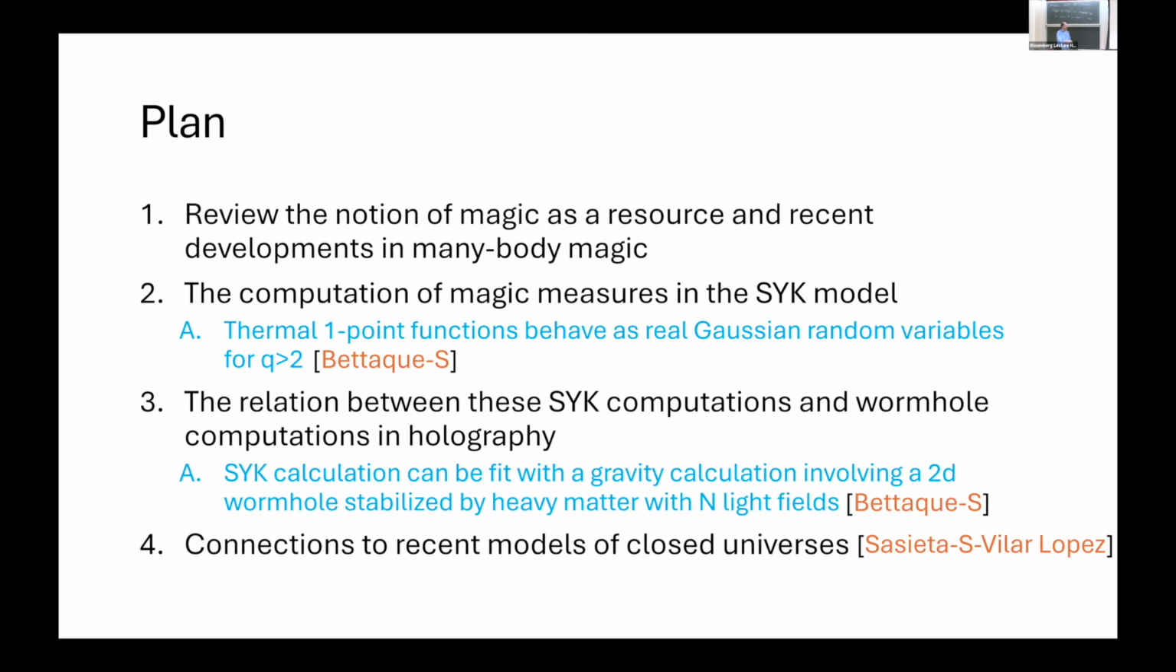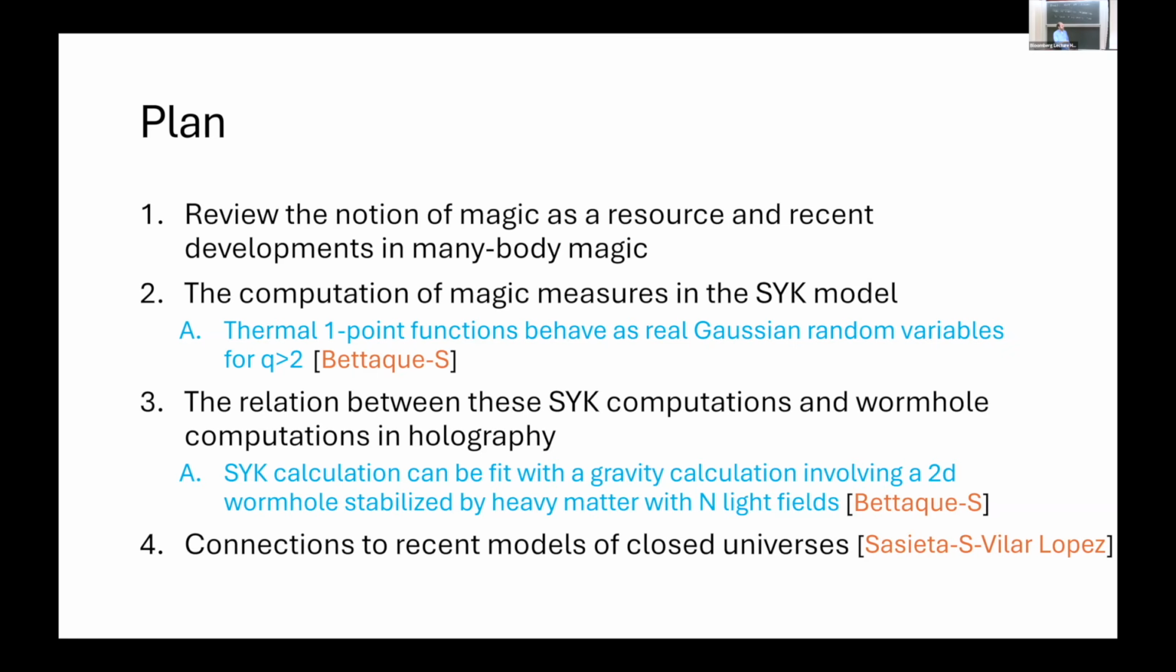So here's the plan. I'm going to first review for you this idea of magic, which I think is probably a concept that's not familiar to most people in high energy physics. I'm going to review that idea and discuss some of the recent developments. Then I will explain how to calculate this quantity or some measure of this quantity in the SYK model. That'll be the first paper that I flashed above with my student Val. And the key technical result there is that these thermal one-point functions are going to behave like real Gaussian random variables. So once we know that, and once we calculate their variance, then we know everything about the magic in the system.